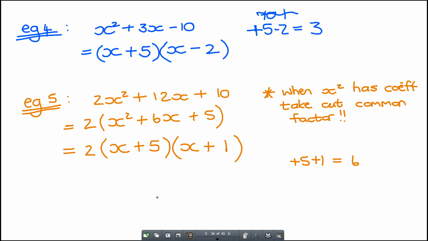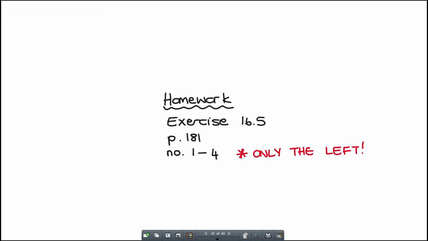Your homework is exercise 16.5 on page 181, but, okay, number 1 up until 4, but only do the left-hand side, okay? Meaning at number 1 you do ACE, 2 ACE, 3 ACE, and 4 ACE. Okay, that's it.